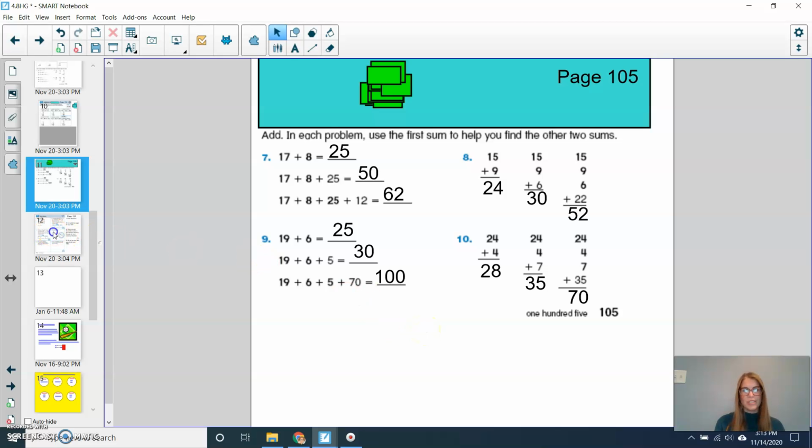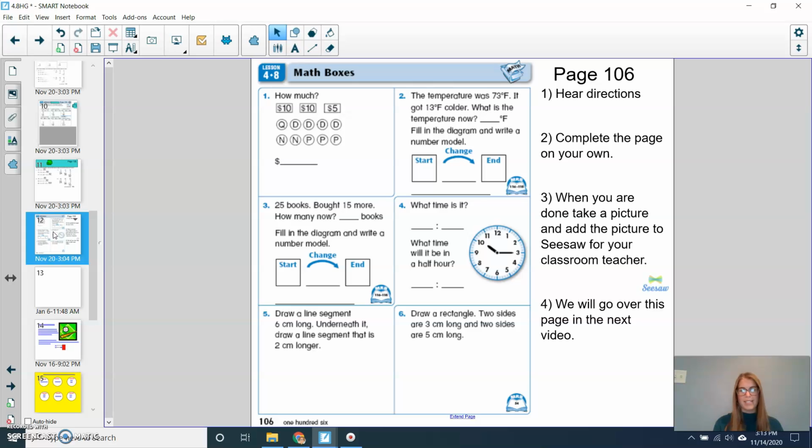The last thing we'll do today is talk about our math boxes. So if you can open up to page 106, I'll talk about the directions. When you're all done, I'll ask that you take a picture and add that to Seesaw, and we'll go over this page in our next video.